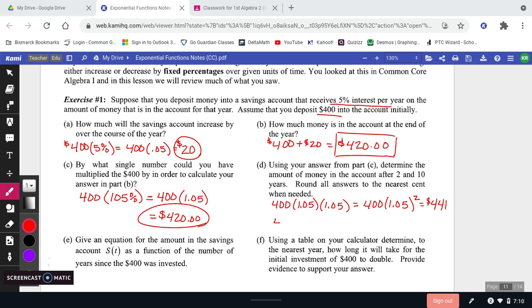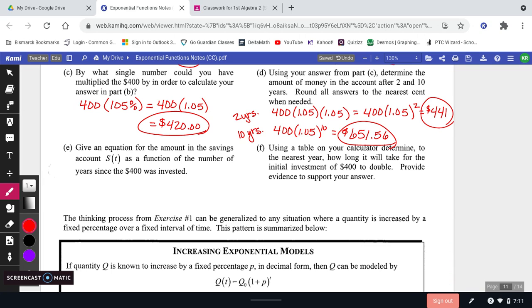Then for 10 years, you would do the same thing, except it will be to the 10th power, and after 10 years, $651.56. You will want to make sure that you know how to do this on your calculator. As I'm making these calculations, you need to be doing them on your calculator also, so that you know that you are inputting your information correctly.